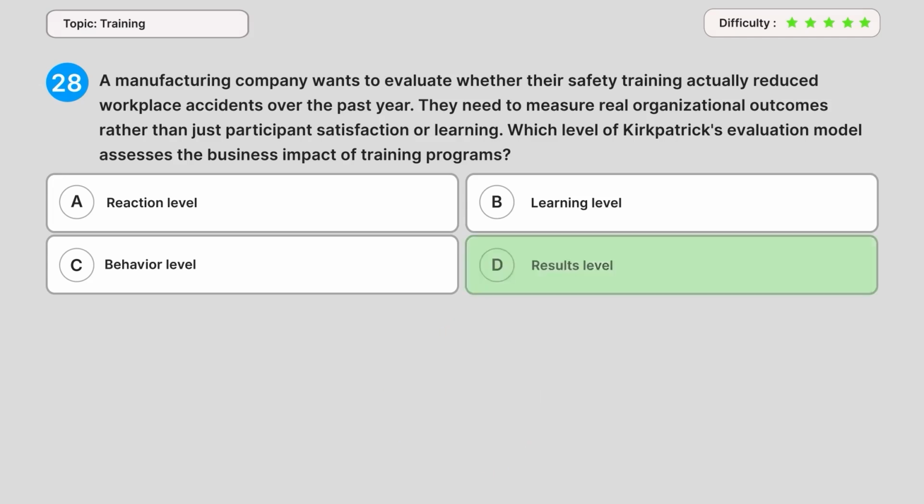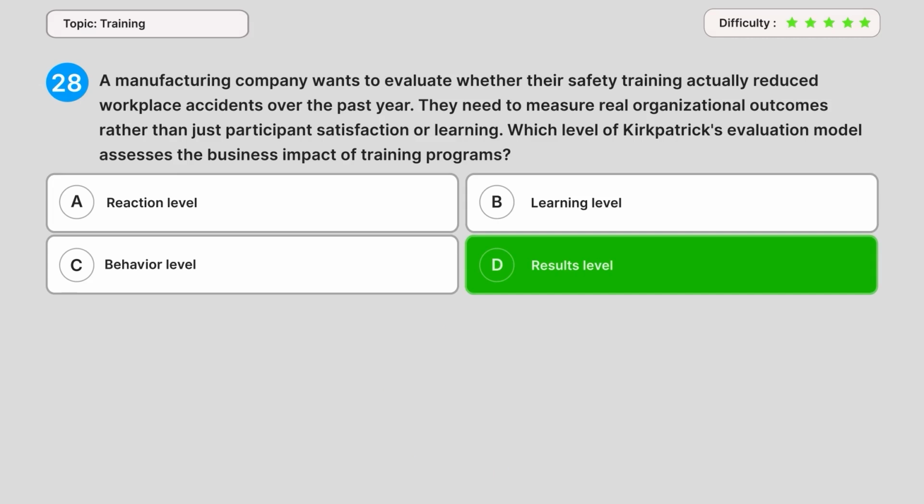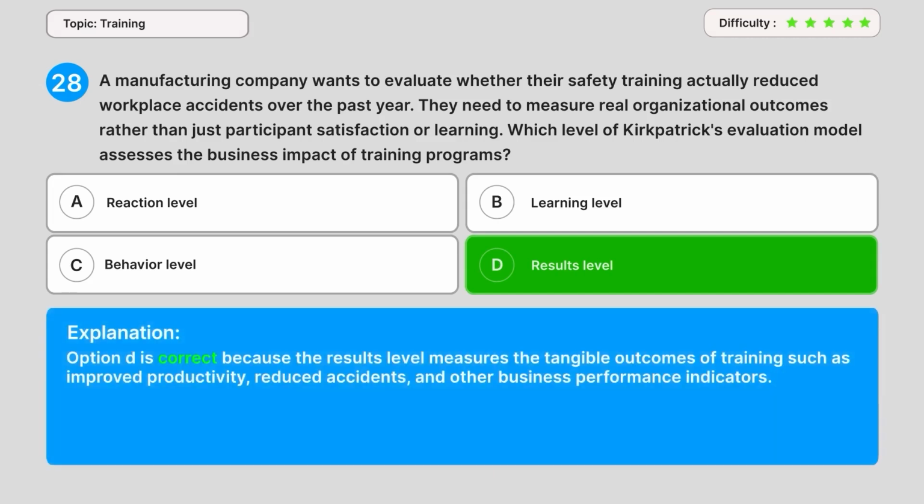Correct answer, D. Results level. Explanation. Option D is correct because the results level measures the tangible outcomes of training, such as improved productivity, reduced accidents, and other business performance indicators.